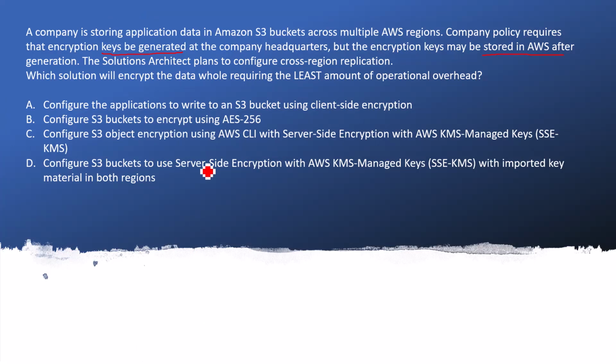Now going through the options. The first option is to configure the application to write to an S3 bucket using client-side encryption. That is wrong, because it does not provide clear detail about how we are storing the keys, so I will mark it as wrong. The B option is to configure the S3 bucket to encrypt using, no, this is not the right answer. It is not fulfilling all the requirements, like how we can do the cross-region replication. There is one more point mentioned in the question.